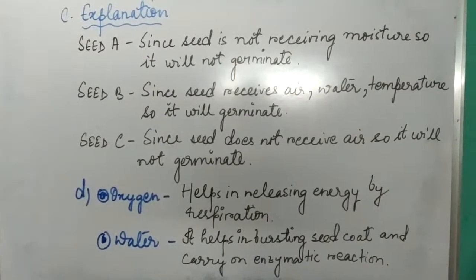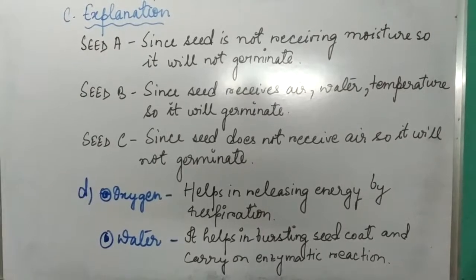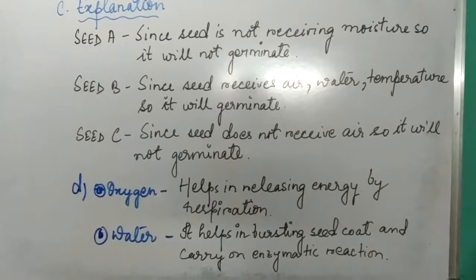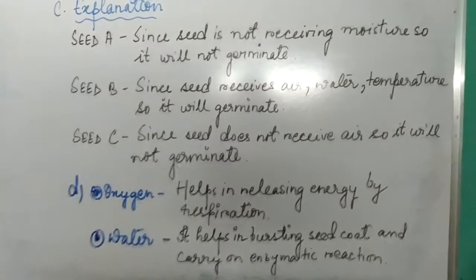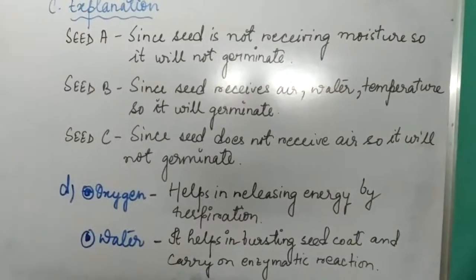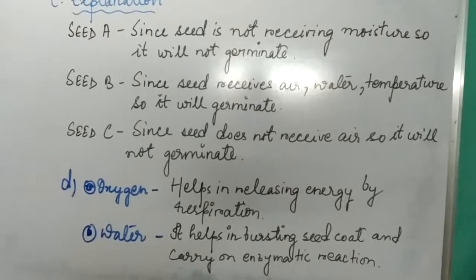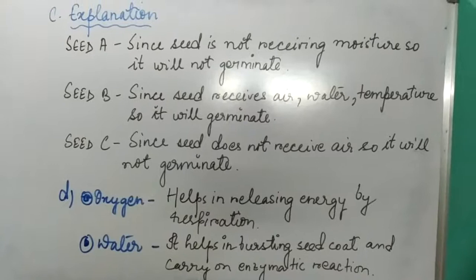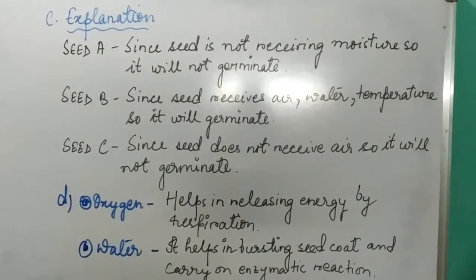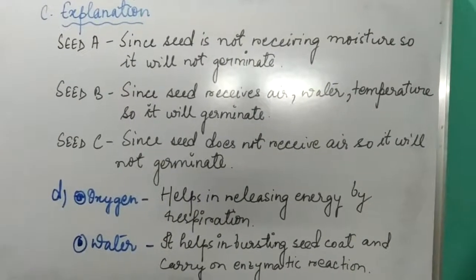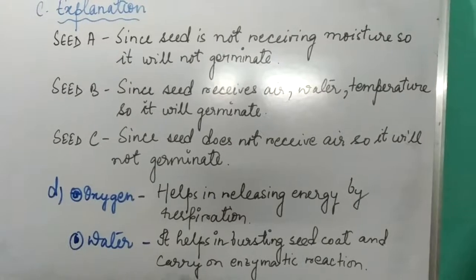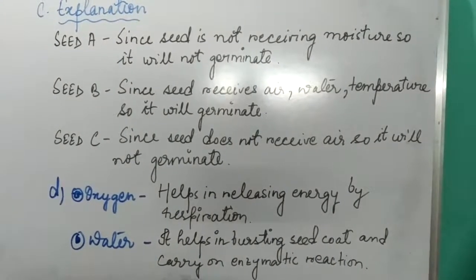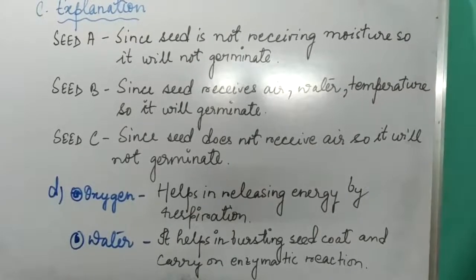Now in case of oxygen, it mainly helps in releasing energy by respiration. Now how is it helping by releasing energy? Actually, the energy required for development of the embryo, which is present inside the seed, is brought about by this oxygen. It breaks down the food material and releases energy by means of respiration.